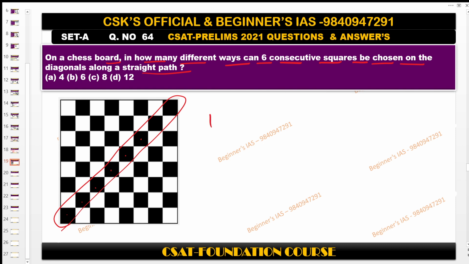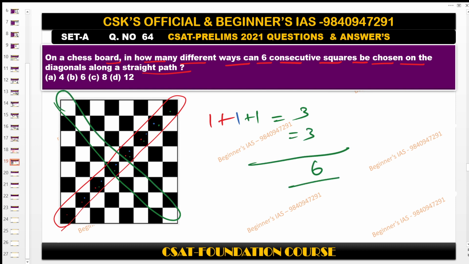This is one possible. Let me take another color. 1, 2, 3, 4, 5, 6. This is one possible. Let us take some other color. 1, 2, 3, 4, 5, 6. This is possible. If you take another, only 4 comes, not 6 consecutive. So therefore here 3. In one diagonal you are getting 3. In another diagonal you will get another 3. So totally 6 ways. Clear? So the answer for this question is option B.